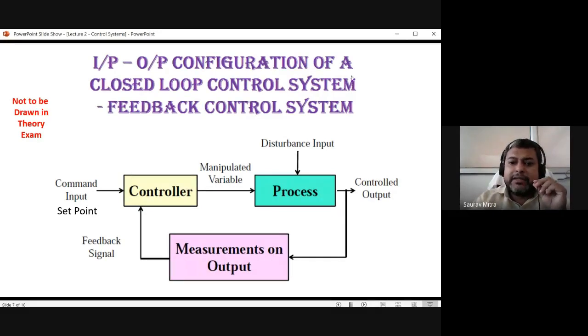As long as the output temperature is not reaching 70 degrees, this feedback signal will keep the controller always on the hunt, and the controller will keep telling the process, please keep on heating the water.